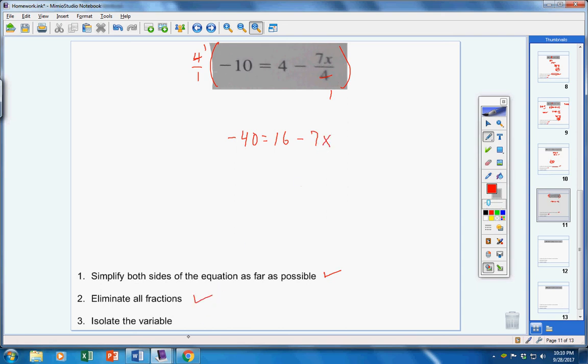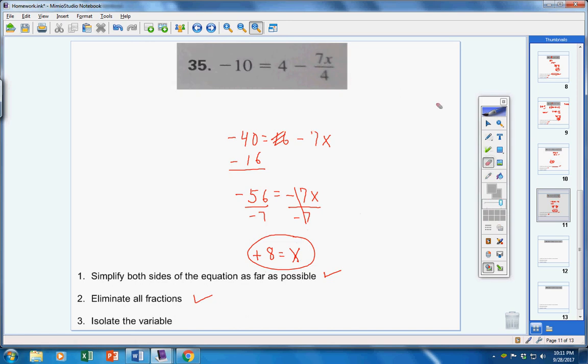Step 2 is done. Step 3, isolate the variable. We're going to bring the positive 16 over, make it a negative 16. That's negative 56. You owe 40. You owe 16. Now you owe 56. Bring down your negative 7. The negative 7 is multiplying times the x. The opposite of multiply is divide. Negative divided by a negative is positive. And 8 is our answer.